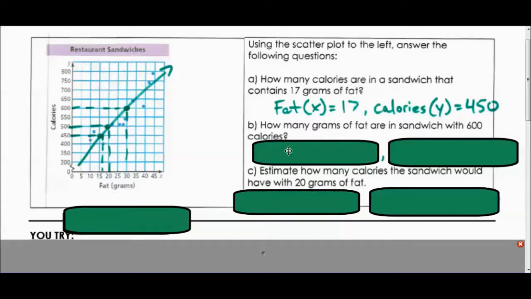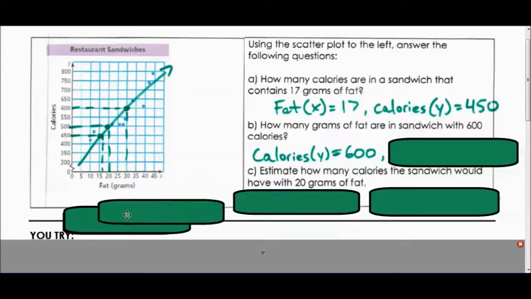On the second one, how many grams of fat are in a sandwich that has 600 calories? So this one, we're looking at the calories. We're looking at 600. Drew my dotted line straight over to my line of best fit, and then trace that back down to the x-coordinate. That looks like it lines up perfectly with 30.